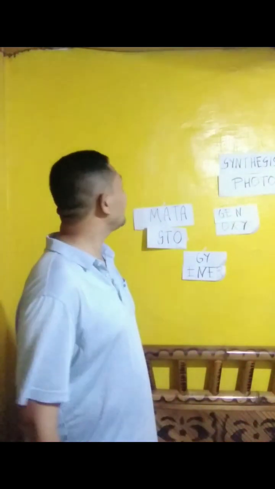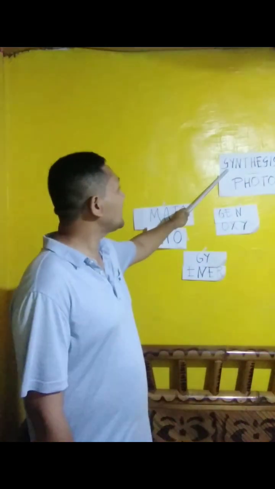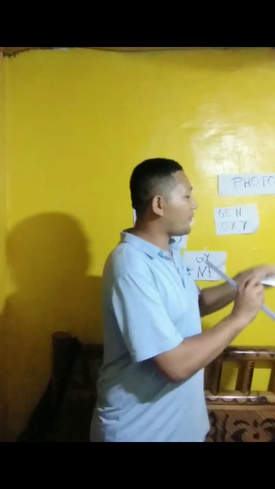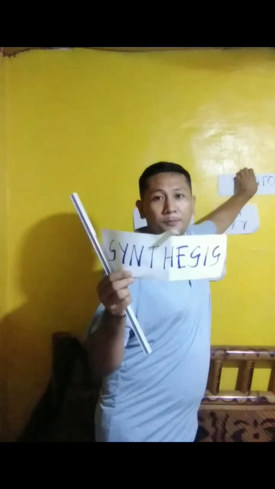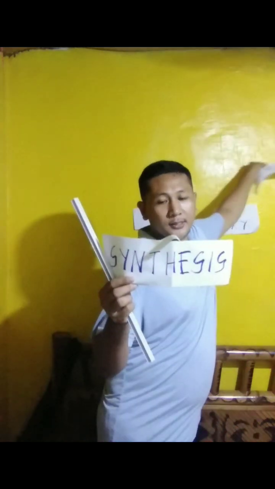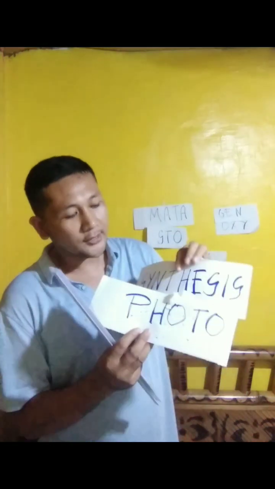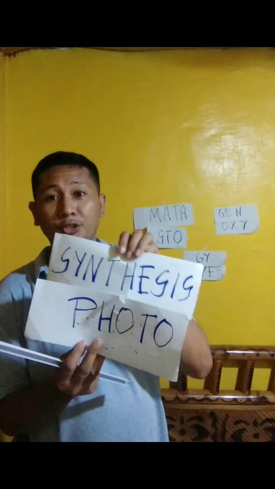Now, let's proceed to jumble words number 2. This is synthesis, photo. Class, if you know the answer, please raise your right hand and I will give you 10 points. Photosynthesis is the first jumble word and its partner is photo. What is the correct name of the two jumble words if you combine them? Please raise your right hand if you know the answer.